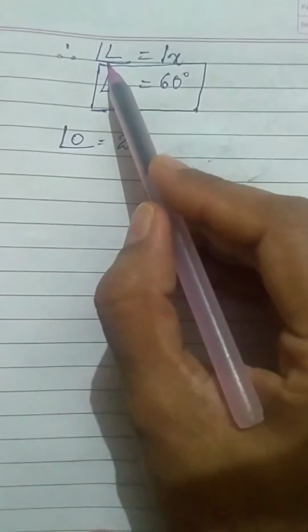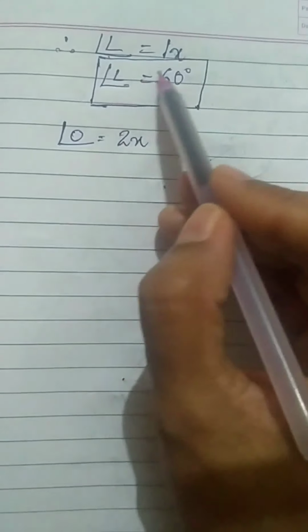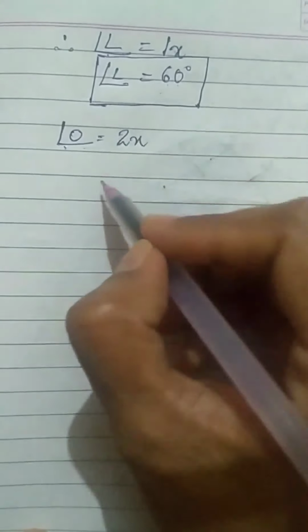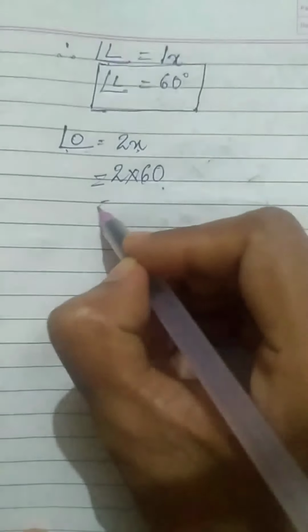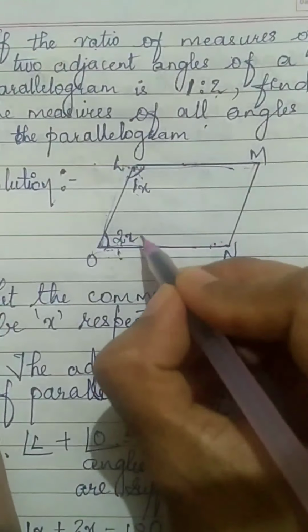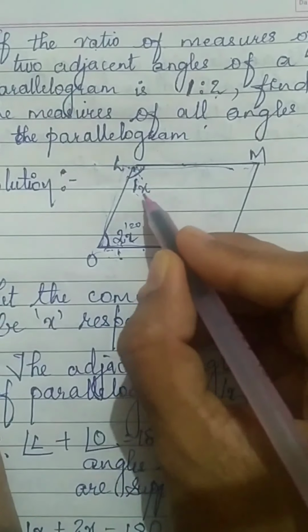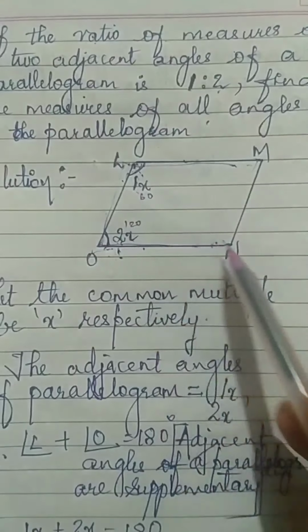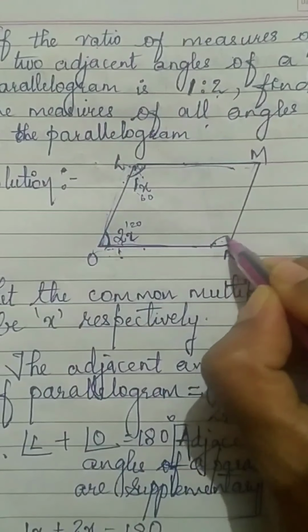So I wrote, therefore angle L is equal to 1x. So x we got 60. 1 into 60 is 60. Angle O is 2x. Substitute 2 into 60. How much is x? 60. So 2 into 60 is 120 degrees. Angle O is 120 degrees. So I'll show now here. So this became 120 and this became 60. If angle L is 60, its opposite angle N will also be 60.